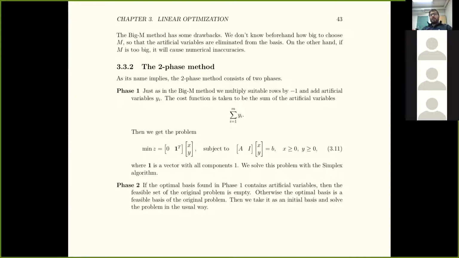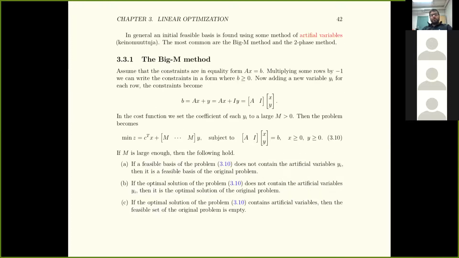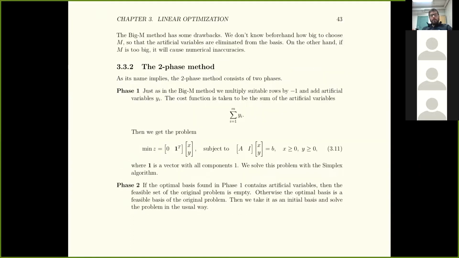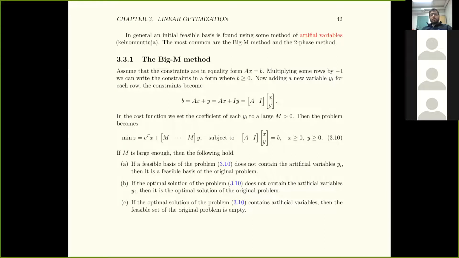One of the problems in this big M method is that there is no way of telling how big an M must be so that the artificial variables are by necessity eliminated from the basis. And having a very, very huge M, if you're using floating point arithmetic, will result in inaccuracies that may cloud the original problem a little bit. But it's a way to solve this.